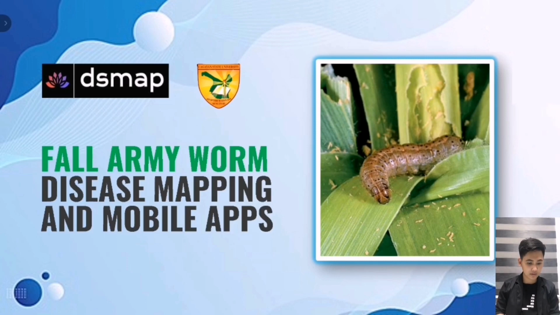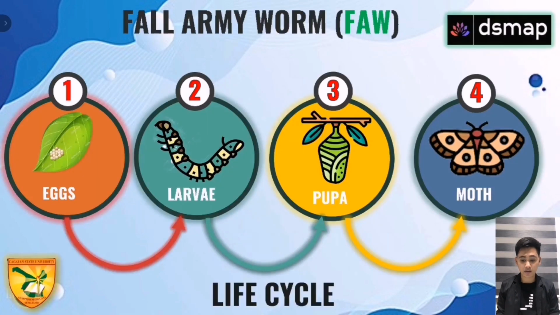Let's get started. Let's begin by understanding the life cycle of the fall armyworm. As you can see on this slide, the fall armyworm goes through 4 stages: eggs, larvae, pupa, and moth. The eggs are laid in large masses, which can contain hundreds of eggs. Once hatched, the larvae feed on the leaves and stem of plants, causing significant damage. As they grow, the larvae enter the pupa stage, during which they undergo metamorphosis and transform into adult moths. The moths then lay eggs and the cycle begins again. It's important to understand the life cycle of the fall armyworm to effectively control and manage its impact.